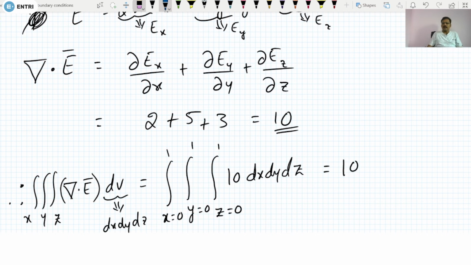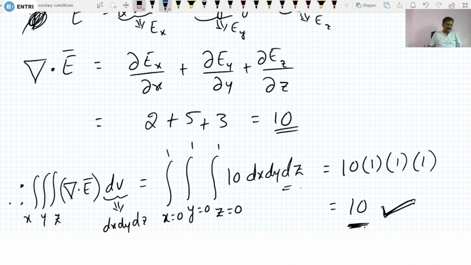If you substitute the ranges, you get 10 into x gives 1, y gives 1, and z gives 1. It is very simple integration, you can easily solve this. Finally you are going to get 10. So the answer for this question is 10.